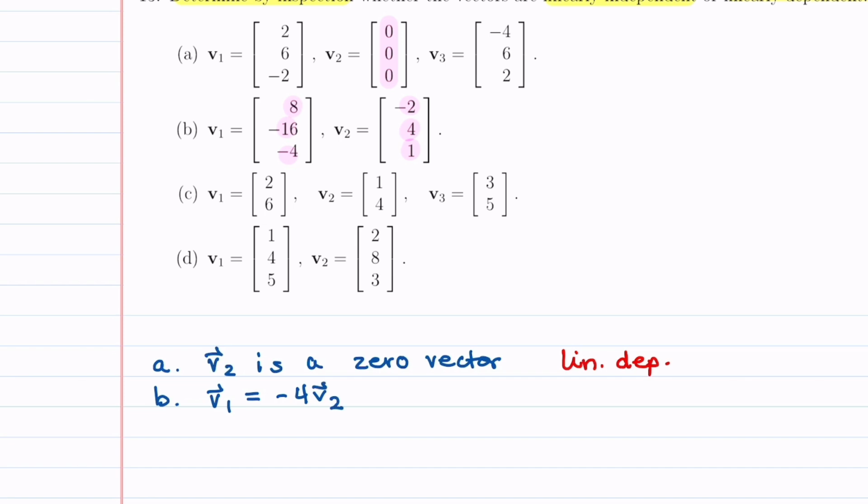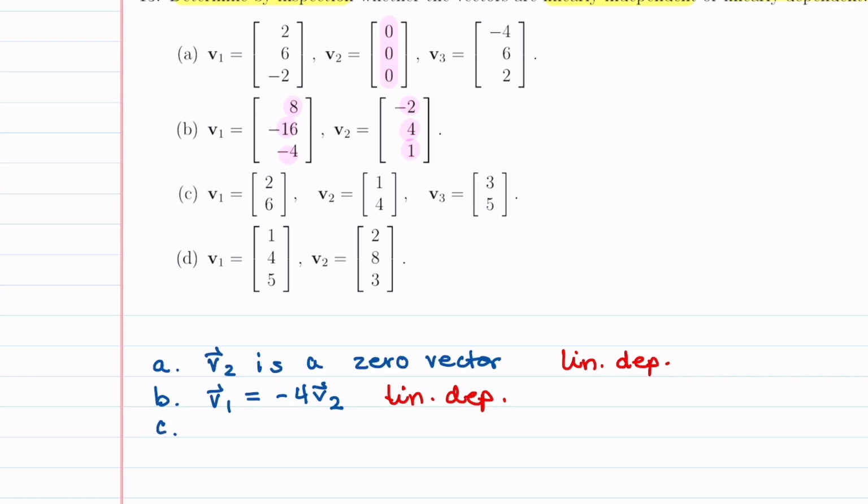So we can write down that V1 is -4 times V2. So this means that these vectors are multiples of each other. And whenever you have two vectors that are multiples of each other, the vectors are linearly dependent. Even if you have 3 vectors and 2 of them are multiples of each other, the set will still be linearly dependent.